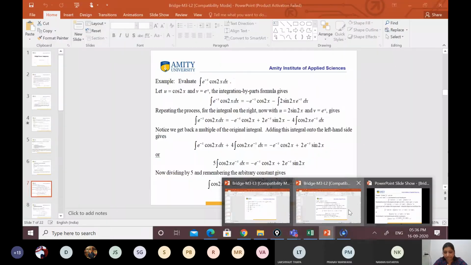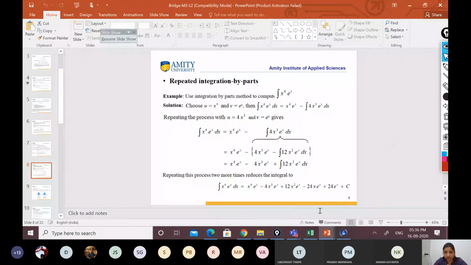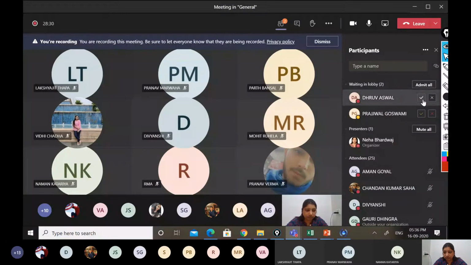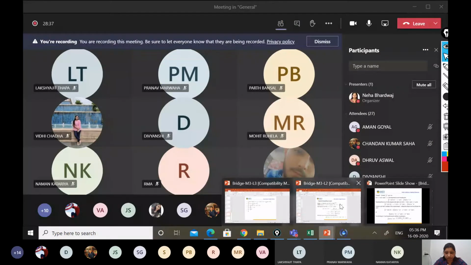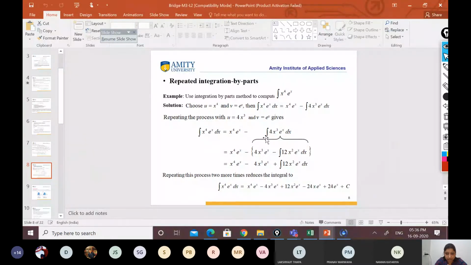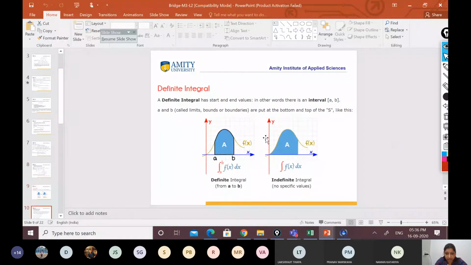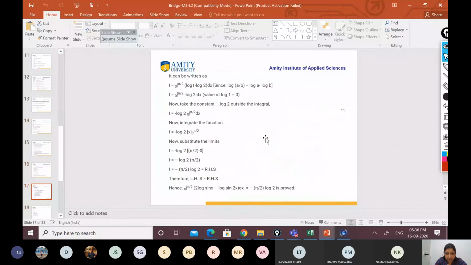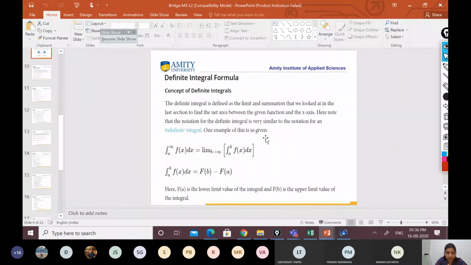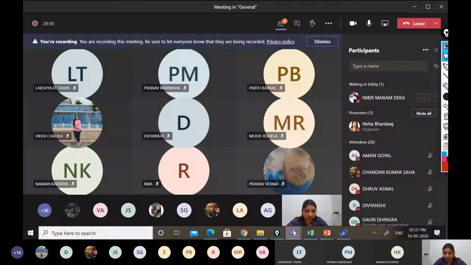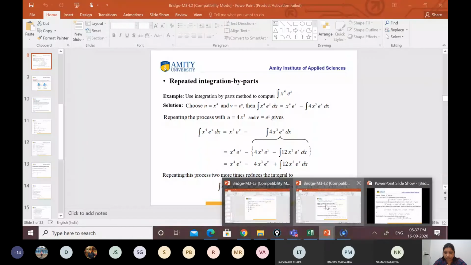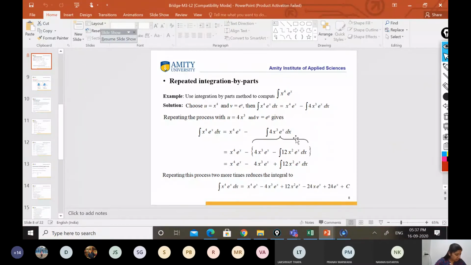So the question is, this is very simple, x to the power 4 e to the power x. Solve the integral.